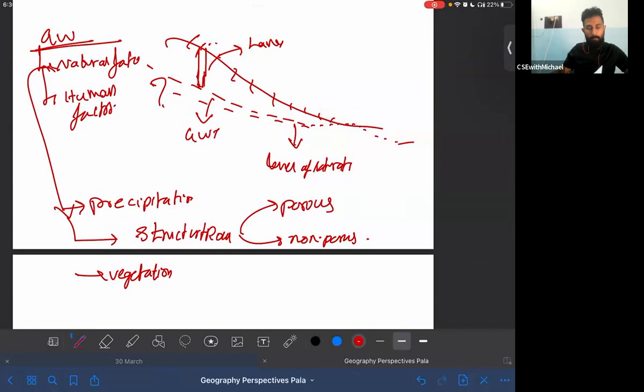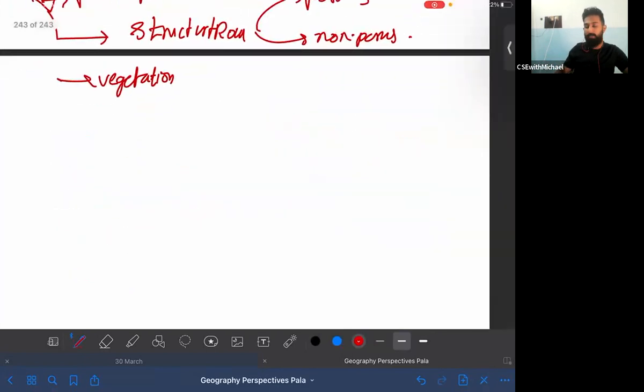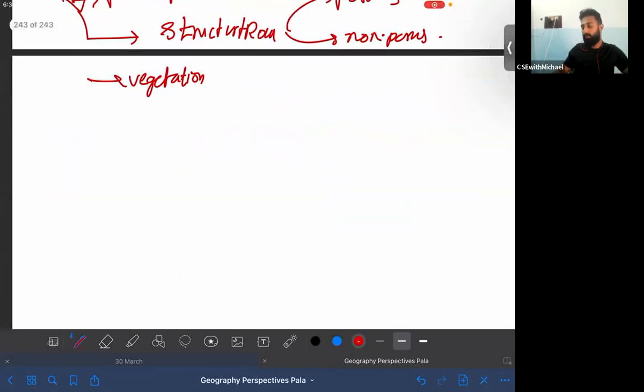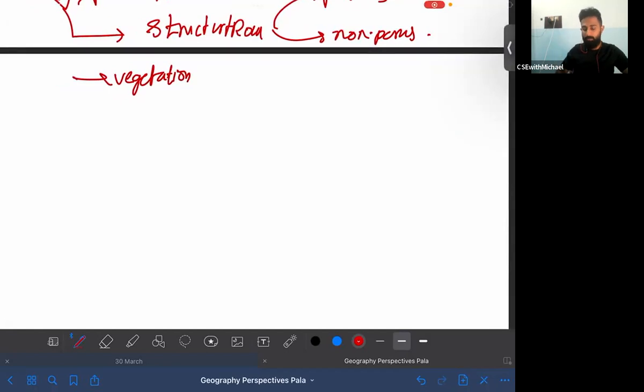Now the second factor is the structure of the rocks. Structure of the rocks includes the lithology of the rocks and the arrangement of the rocks. First of all, we see the lithology. The lithology of the rock regulates and determines the rate of infiltration of water into the land. So that's the role of the structure of the rocks.